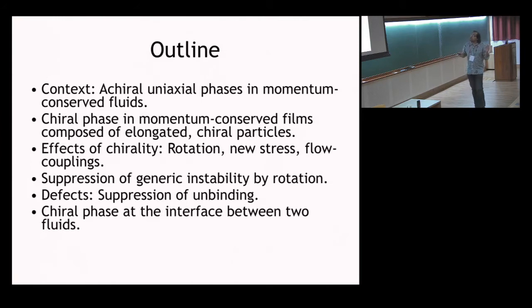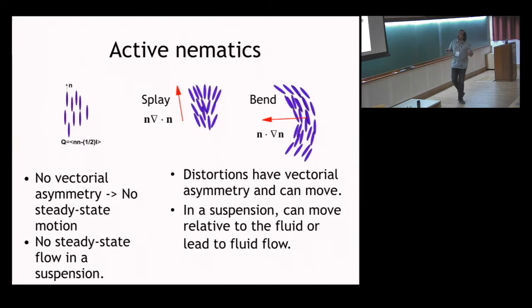So first I'll tell you why achiral uniaxial phases in momentum-conserved fluids are always unstable. And then I'll tell you how chirality and chiral rotation can stabilize this instability, right? And then I'll tell you a second way that chirality can stabilize active uniaxial suspensions, which is it can stop defect separation as well, which is generic in an achiral uniaxial system, right? Okay, so I'll talk about uniaxial systems.